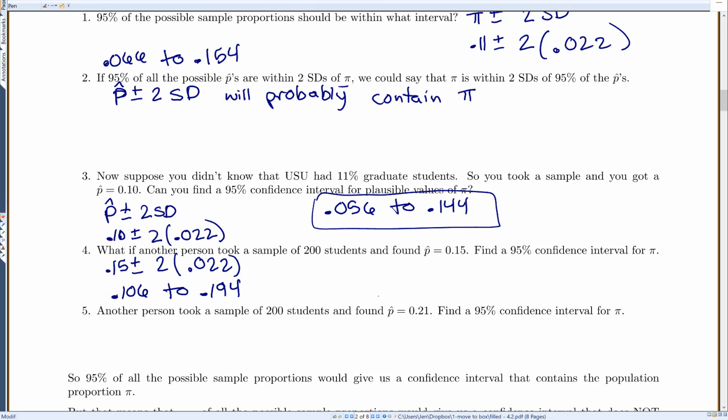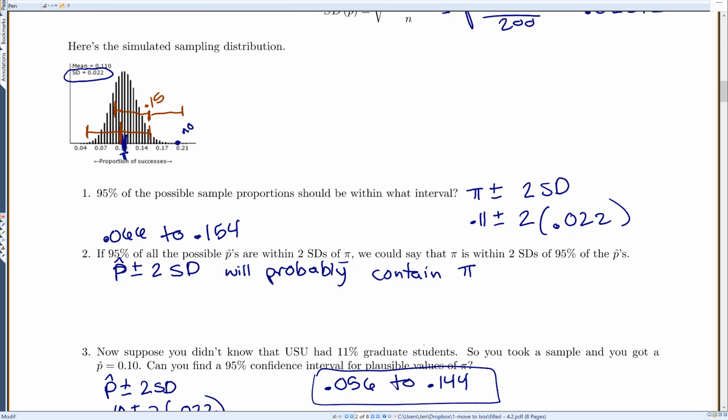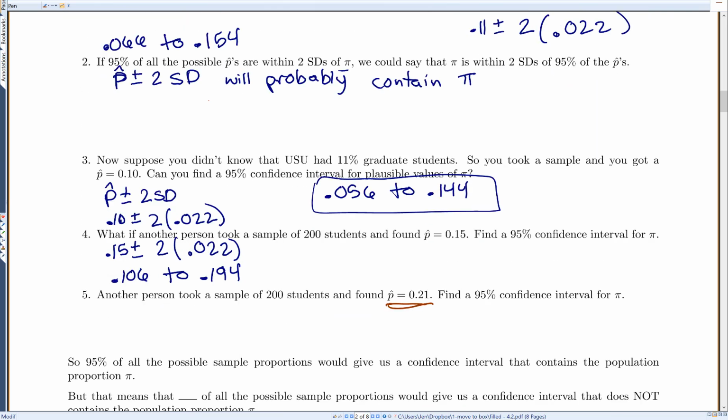But now we have another sample that's centered at 0.21. It had a sample proportion of 0.21. If I go all the way out to 0.21 and draw my interval and I go 2 standard deviations, is that one actually going to contain my population parameter pi? It's not actually going to contain my population parameter pi. Let's try it and see if we're right here, based off of my not-to-scale drawing.